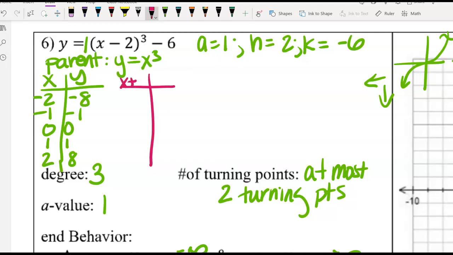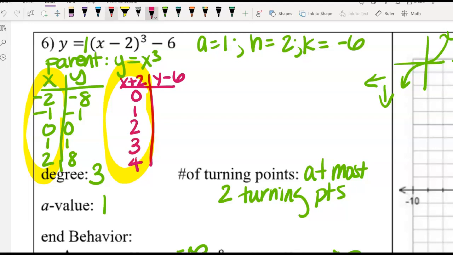And then we're going to use our transformation knowledge to make a new graph. H is positive 2, so that's going to be moving right by 2. And then K is negative 6, so we're going to take all the y's and minus 6. So let's transform. Ready? Take all these x's and add 2. And so negative 2 plus 2 is 0. Negative 1 plus 2 is 1. Then 2, then 3, then 4. Then take all your y's here and then minus 6.